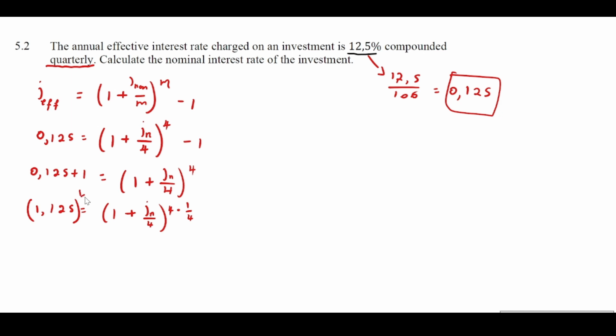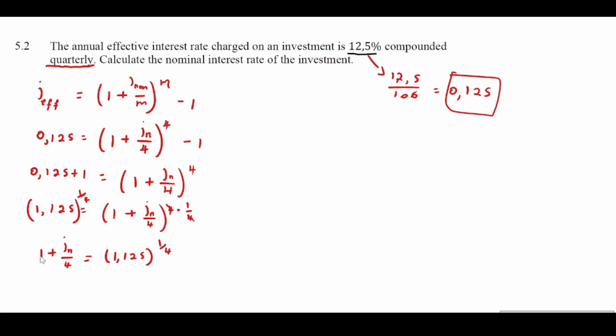So it means that on the other side, I'm going to raise it to the exponent of 1 over 4. Where 4 and 4 divide, I'm left with 1 plus i over 4. And then on the other side, I am left with 1.125, all to the exponent of 1 over 4.